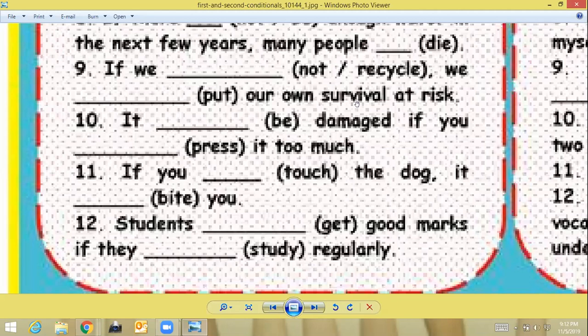Students will get good marks if they study regularly. Very good. Students will get good marks if they study regularly. Nice, nice, very good. All right, so all these exercises, we're talking about the first conditional. Something that we do now with a result in the future. And also something that we don't do now can have a result in the future as well. All right, any questions about the first conditional?